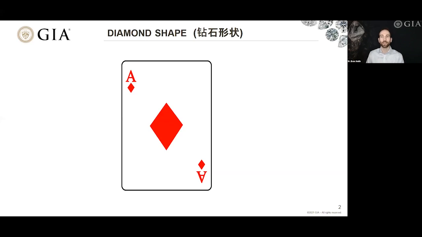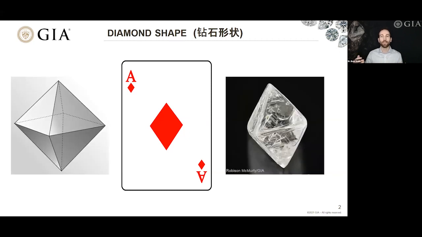So here is a diamond symbol on a playing card, and this symbol is so widely used that it's easy to forget its connection to rough diamonds, but it actually depicts an octahedron, the ideal diamond crystal shape.